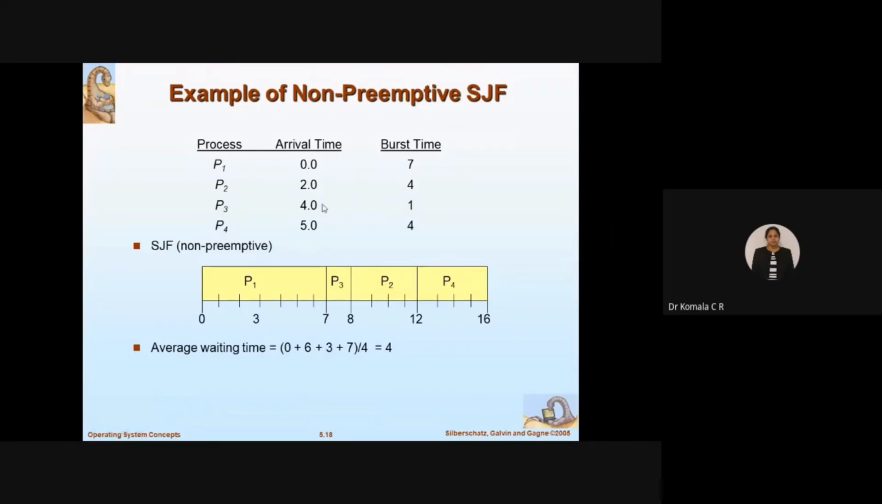Then the waiting time for P3. P3 arrived at the 4th second. When you start P3, it starts at the 7th slot. 7 minus 4, how much is it? 3 slots. Correct? Next, P4 arrived at the 5th slot, and you started P4 at the 12th slot. So 12 minus 5 is how much? 7. So add all these and divide by the number of processes, 4, and you get the average waiting time.